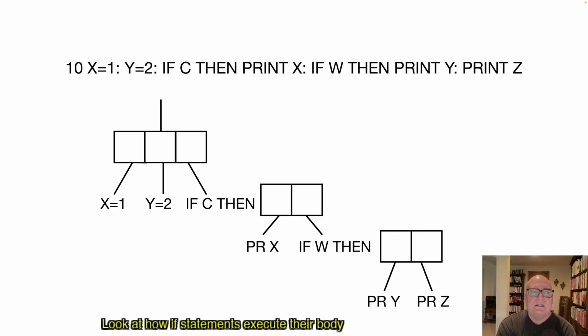then if c, then print x, and the whole rest of the line is part of the if c. So if c, then print x, and then if w, then print y and print z, okay? And if you drew this out in the tree form it parses into, it looks something like this. There's a leaf node for x equals 1 and y equals 2. Then there's a kind of compound node for if c then, and then it's got two slots for print x and if w then, and it has two slots for print y and print z.